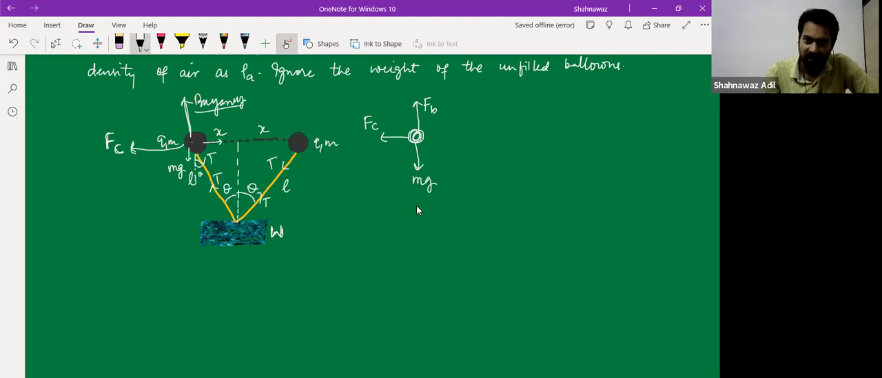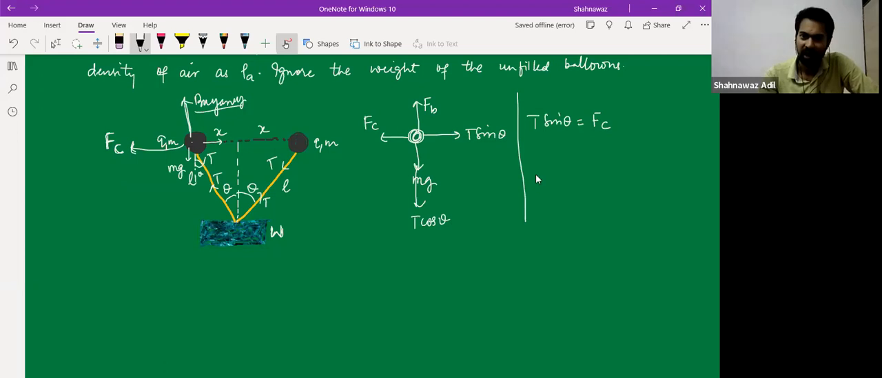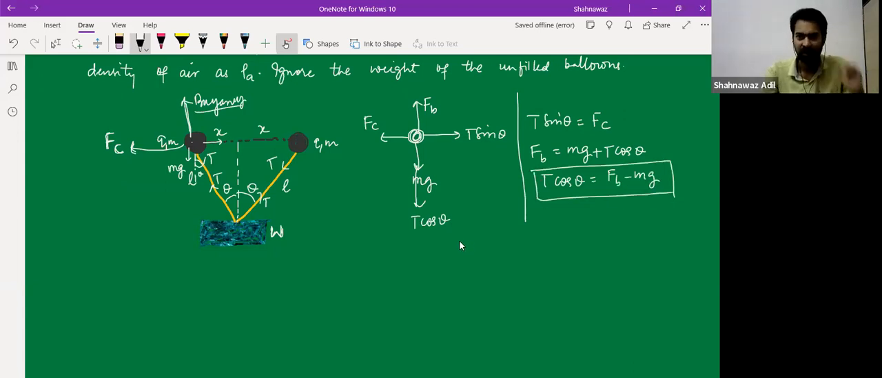So this is T cos theta, and then you have this T sin theta. Okay. So due to equilibrium, you will have this T sin theta, which is equal to this Coulombic force. And FB is equal to mg plus T cos theta. Right, guys? So T cos theta is FB minus mg.